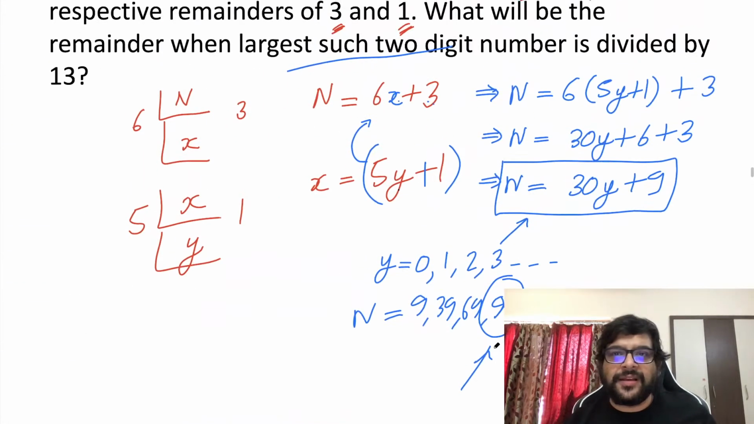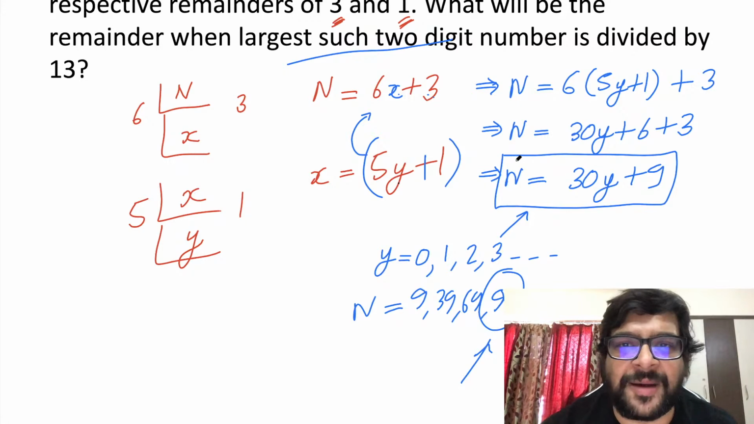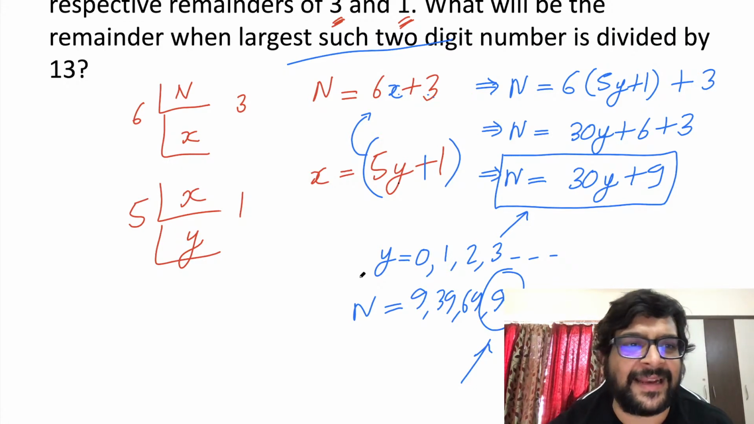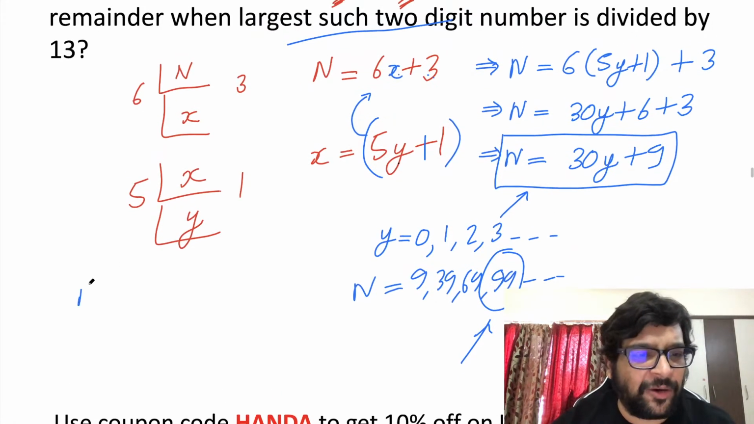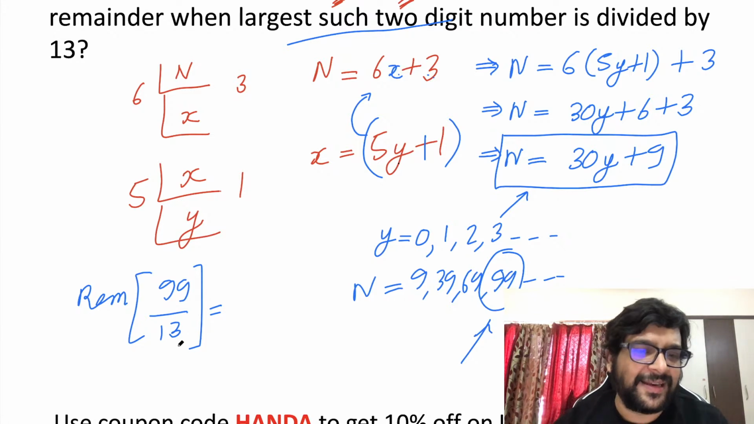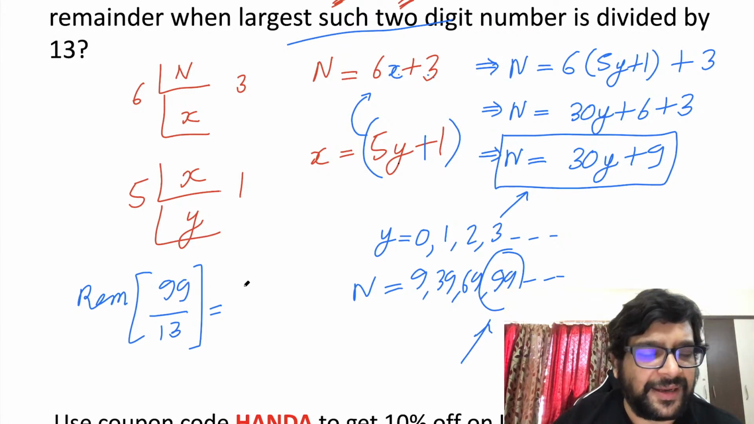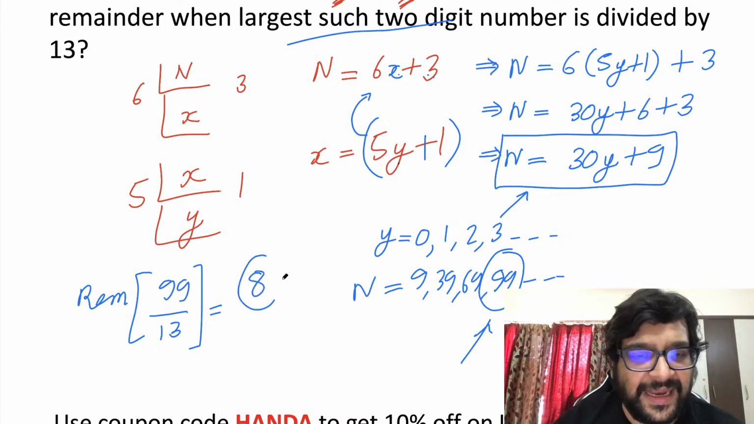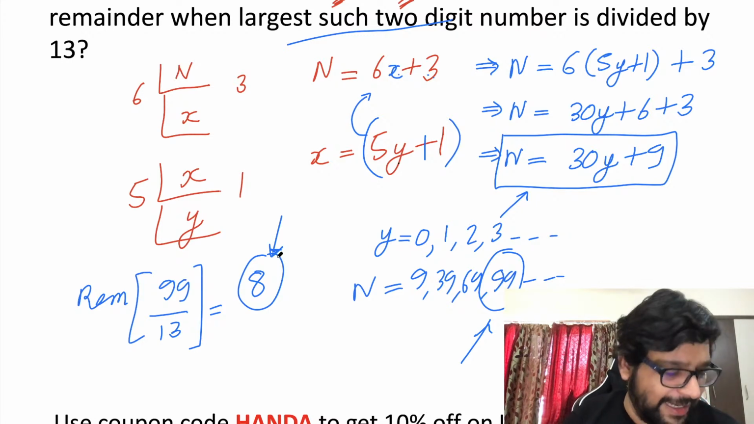Oh, I'm sorry. My question was not complete. Largest two-digit number is 99. Then I need to find out the remainder of 99 from 13. I skipped the last part. 99 from 13. So 91 is divisible. 8 comes out as my answer. 8 will be the remainder.